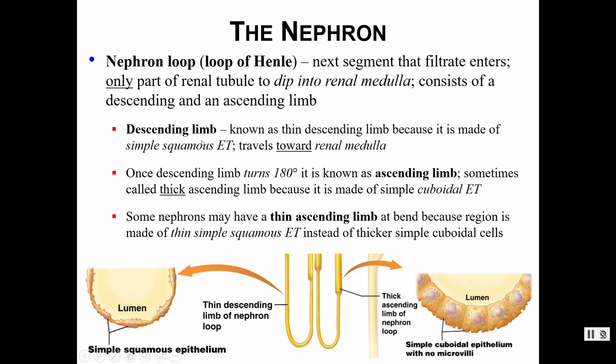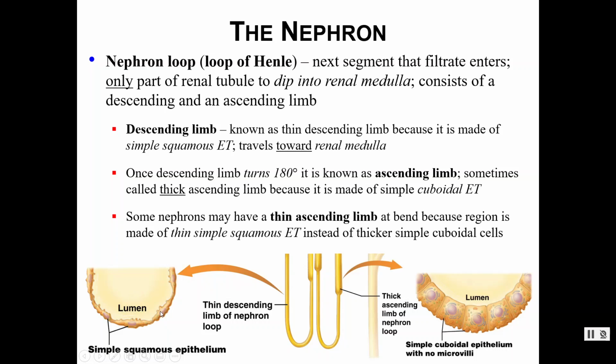Okay. So your descending limb. Okay. You might hear it termed the thin descending limb. Because it actually is made of simple squamous epithelial tissue. Okay, so we do have a little bit of change there in tissue type. So simple squamous, those really, really thin, flat cells, compared to the simple cuboidal cells of like the ascending limb, the proximal tubule, all that kind of stuff.